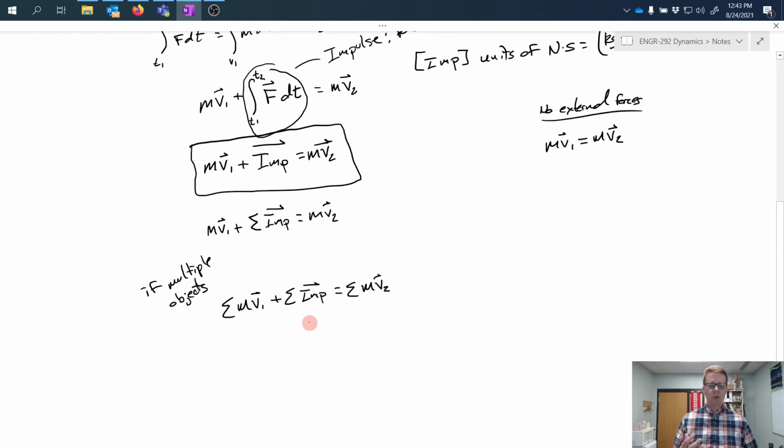All right, so we will look at how we can actually use this to analyze problems involving impact and how that plays a role in what we would look at for dynamic situations.